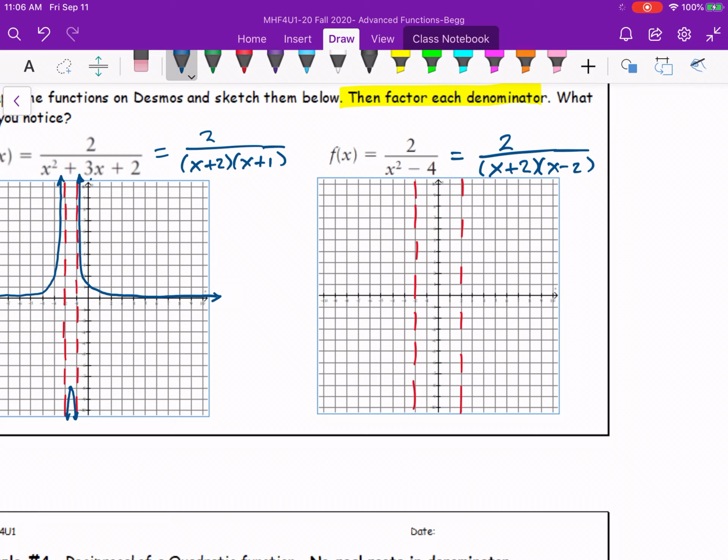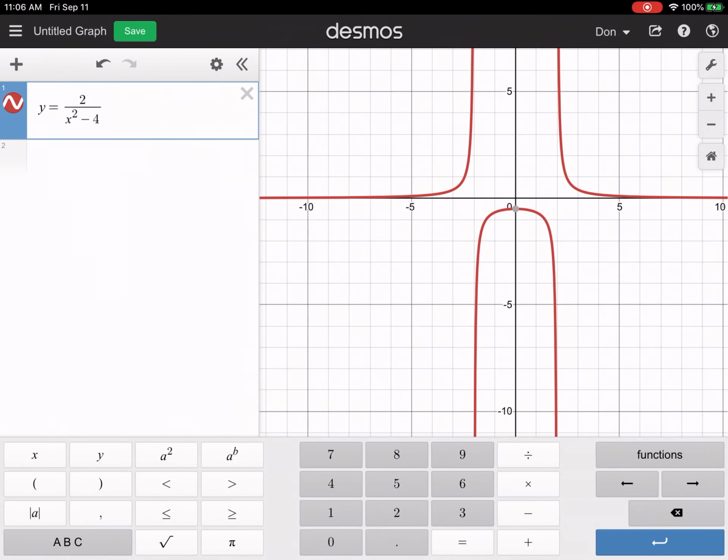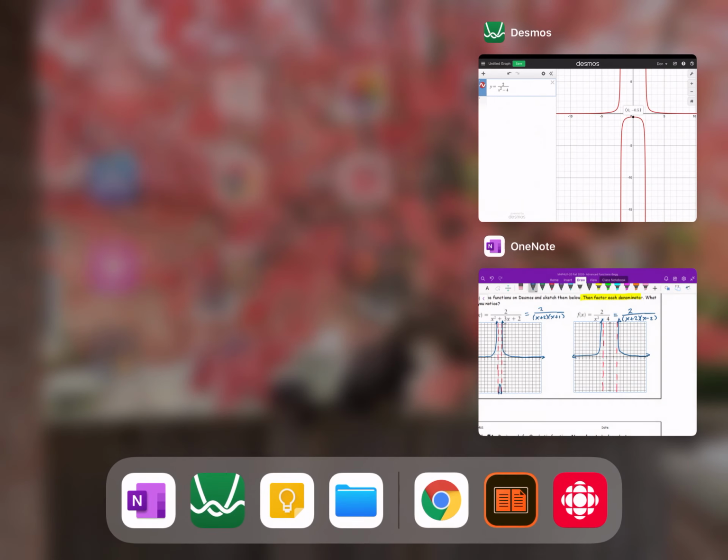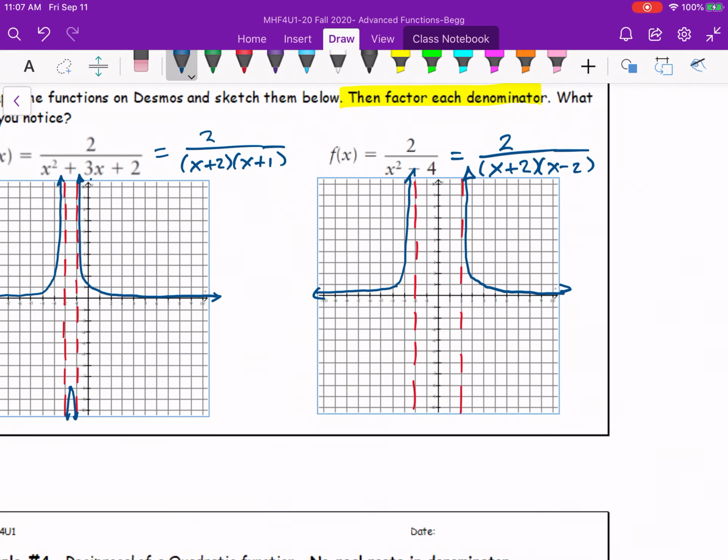Horizontal asymptote on the x-axis. And then we had that little chunk below. Let's try to be a little bit accurate and see where it was. So it goes at -0.5 was how high it came up. So I like to be accurate when I can. So that would be here.